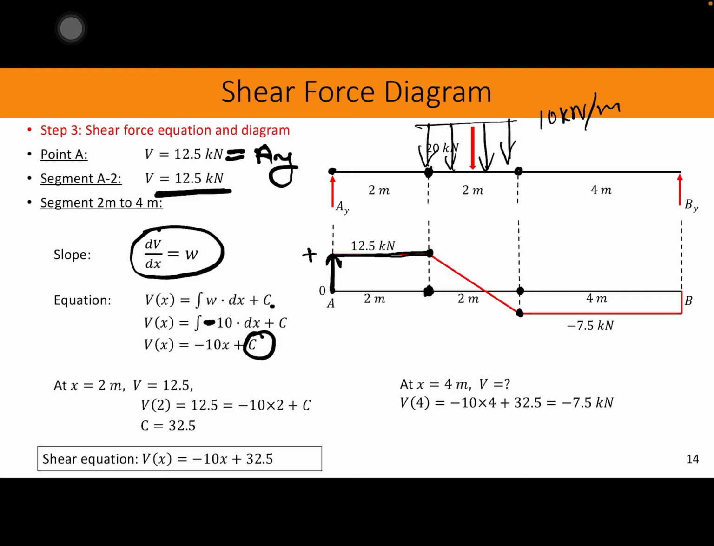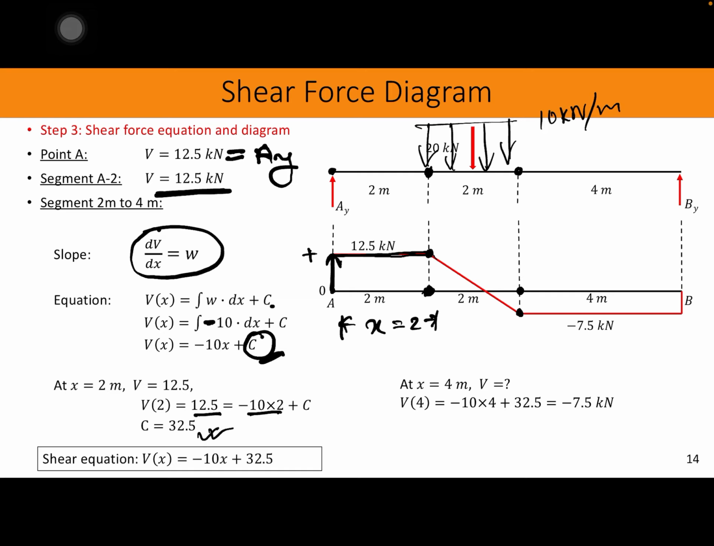However, we don't know the c, that's why we don't know the value of the shear, right? We know the shear force at this point, which is still 12.5 kilonewton. However, after this point, the shear force is changing. So at this point, x equals 2 meter, we know that the shear force was 12.5. Just plugging in these values, 12.5 equals negative 10 times 2 plus c, then we'll get the integration constant c of 32.5. Okay, we got the shear equation.